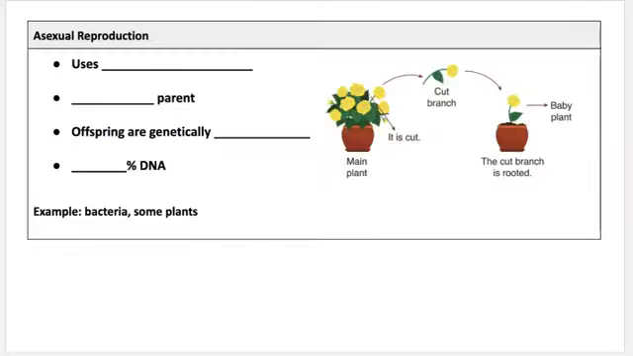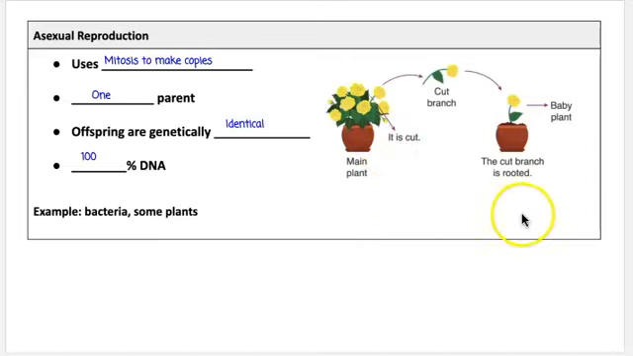The first type is asexual reproduction. This is a type of reproduction that uses mitosis to make copies, and there is only one parent involved. The offspring are typically genetically identical, meaning they have 100% of the DNA as their parent. So they're basically clones. One example is in bacteria or some plants, like when a plant grows from cutting.